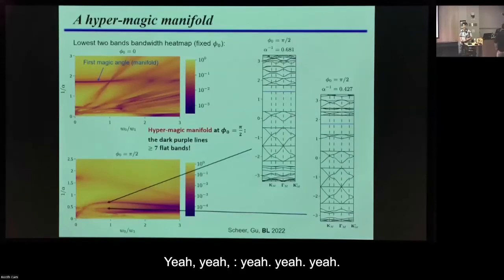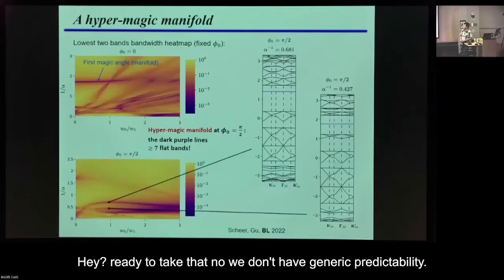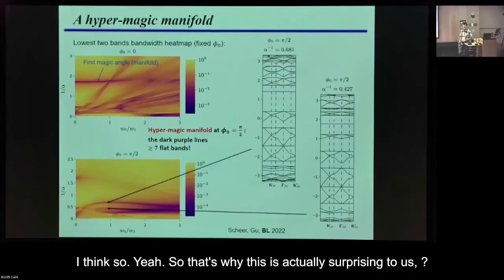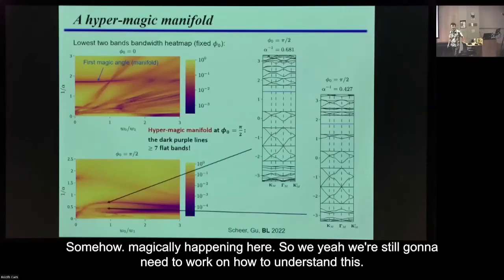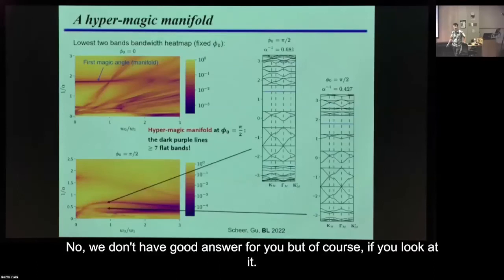Thank you, Professor, for your talk. I want to ask very quickly, where exactly do we theoretically predict that flat bands will emerge? No, we don't have generic predictability, I think. That's why this is surprising to us. We find it somehow magically happening here. We still need to work on how to understand this. It's just based on theoretical calculation. We try at this angle, and magically this flat band is up here, and we don't know why. We don't have a good answer for you.